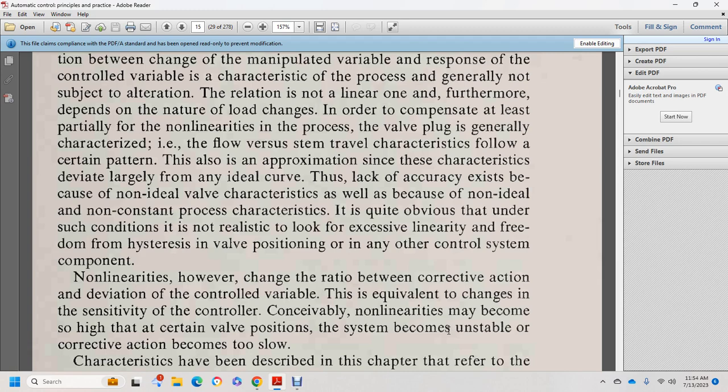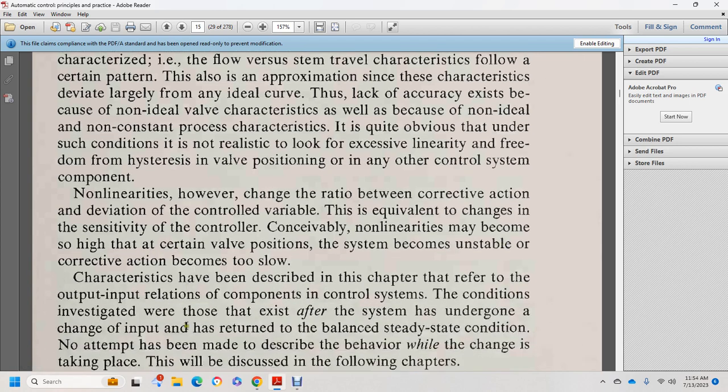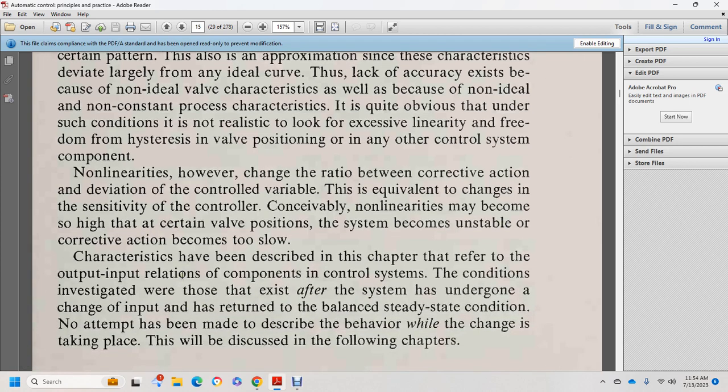Nonlinearities change the ratio between the corrective action and the deviation of the control variable, with an equivalent change in sensitivity. It is conceivable that nonlinearities become so severe at a certain valve position that the system becomes unstable, or the corrective action becomes too slow. Characteristic behavior is described in the chapter on the output-input relation of a component within the control system, where the system undergoes a change of input and returns to a balanced steady-state condition.